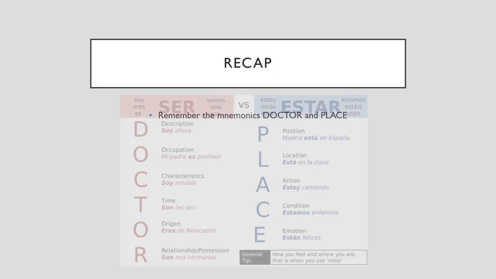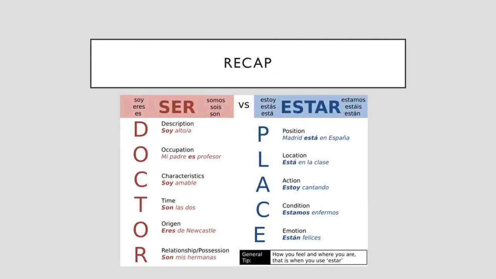So just a short recap. Remember the mnemonics doctor and place. For description, occupation, characteristics, time, origin, relationship, or possession, we need to use the word ser. For position, location, action, condition, and emotion, we need to use the word estar. And a general tip for this is how you feel and where you are, that is when you use the verb estar.